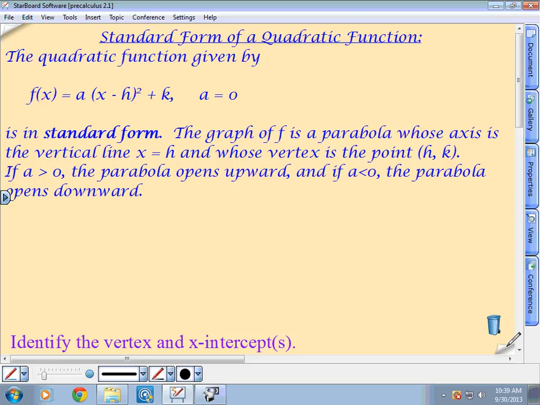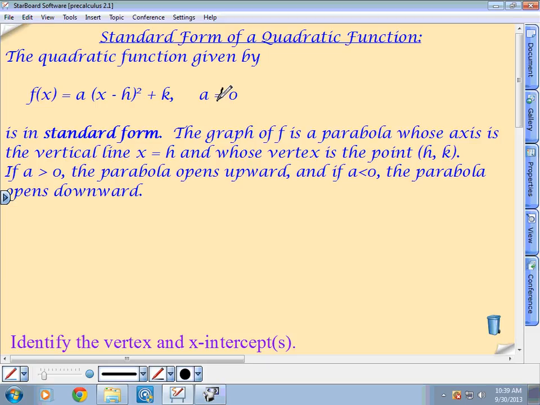Okay. The standard form of a quadratic function. The quadratic function given by f of x equals a times the quantity x minus h squared plus k, where a does not equal 0. I don't have that symbol, I meant to write that in afterwards. Okay.